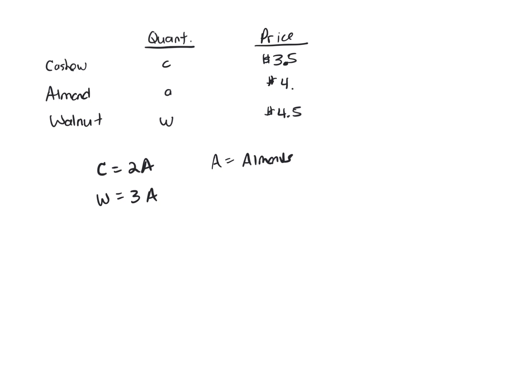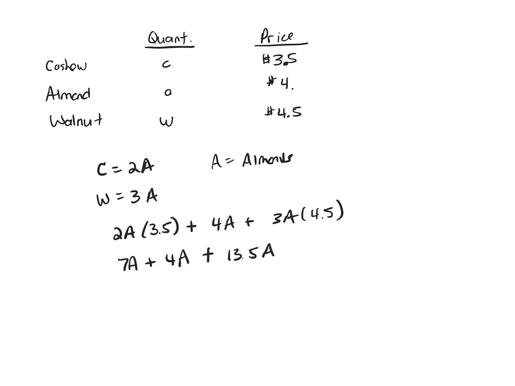So if I want to figure out how much I've spent on cashews, that would be 2A is the amount, and multiply that by 3.5, plus almonds, and that's going to be $4 times A, plus walnuts is 3A times 4.50. So that's going to be 7A plus 4A plus 13.5A. And those are all A's. If you add those up, you get 24.5A.